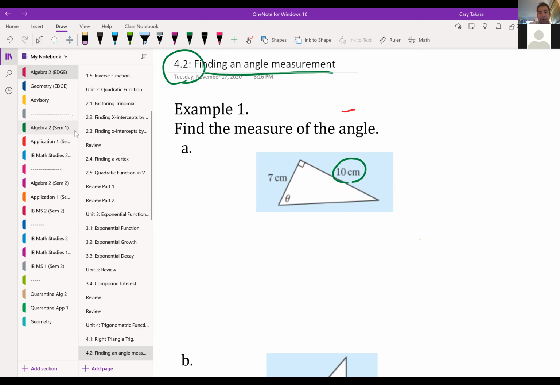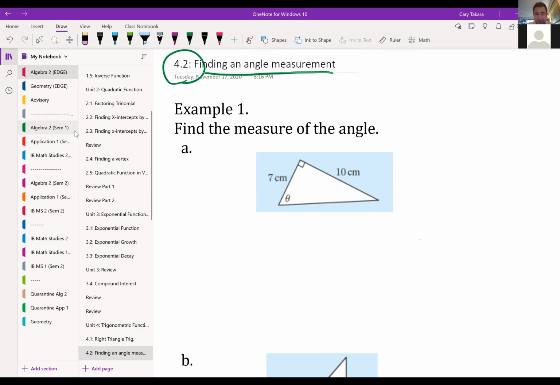So to find the angle measurement, the process is very similar, all the way up to the setup of the equation, but you do not cross multiply. But you guys know how to set up, right? So let's do this together.